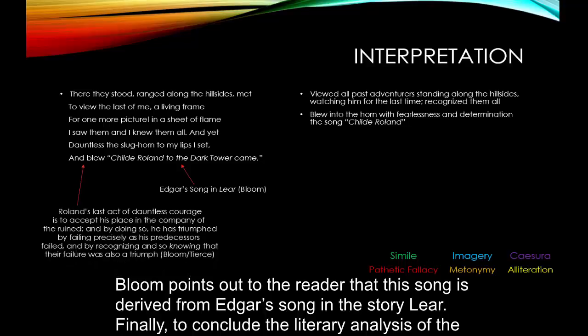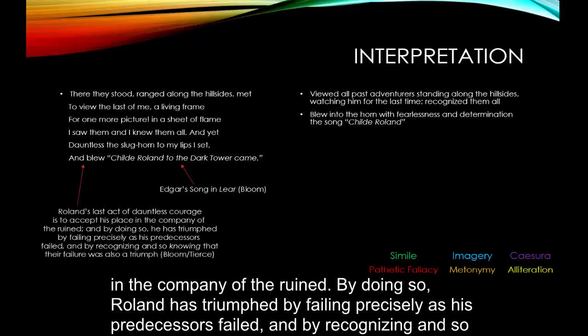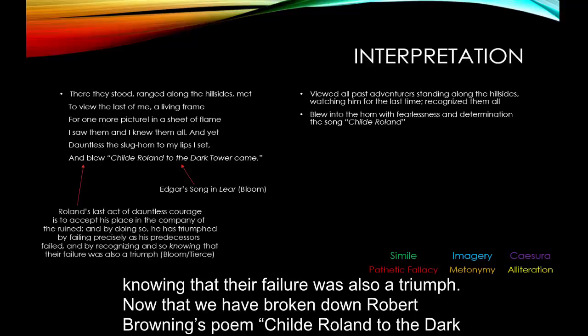Finally, to conclude the literary analysis of the poem, Harold Bloom and Mike Tierce point out that this last scene is Roland's last act of dauntless courage, which is to accept his place in the company of the ruined. By doing so, Roland has triumphed by failing precisely as his predecessors failed, and by recognizing and so knowing that their failure was also a triumph.